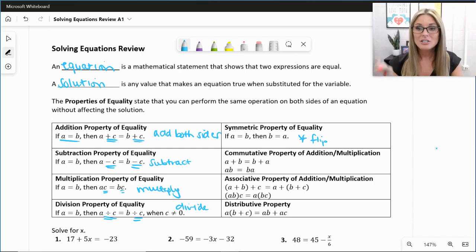Commutative property of addition and multiplication, not subtraction, not division. Commutative says that we can rearrange them. A plus B is the same as B plus A. So I can rearrange, and the same is true with multiplication. The associative property, you've got those grouping symbols. This is where I can regroup items in addition and multiplication. And lastly, distributive property. You are familiar with this one. You can distribute that term on the outside across your parentheses, resulting in A times B plus A times C.